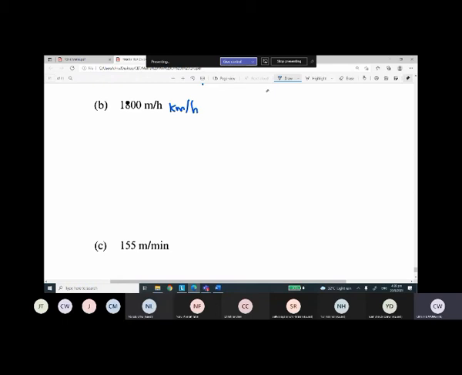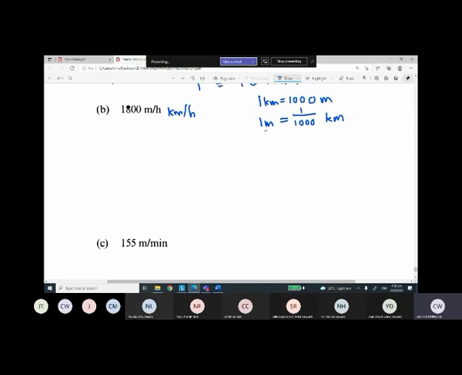I'm going to write down, okay? 1 kilometer equals 1,000 meters. But you're going to go the other way, no? You're going to change meters to kilometers, right? 1 meter will be how many kilometers? 1 over 1,000 kilometer. Now, 1,800 meters. 1 meter is 1 over 1,000. 1,800 meters will be 1,800 over 1,000 kilometers, right? This one becomes kilometer already.